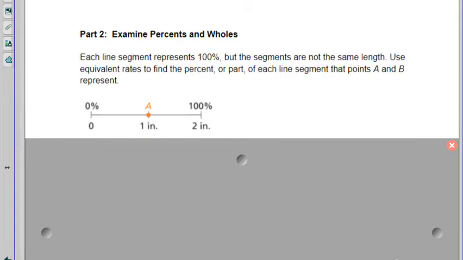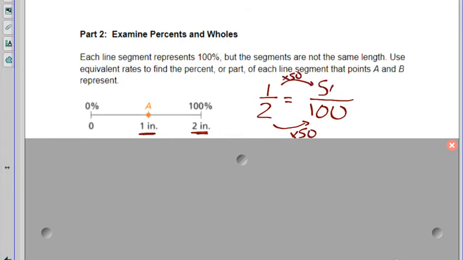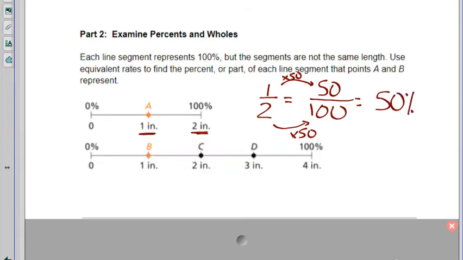All right, here we go. We've got a line that represents 100% of something. And in this case, 100% of my line segment is 2 inches. And I have something here, a letter A at 1 inch, and I want to know what percent that is. So 1 inch out of 2 total inches, I want to know what that is per 100. Well, how do I get from 2 to 100? Well, that's times 50. Do the same to the 1. And I get 50 per 100 or 50 per cent.